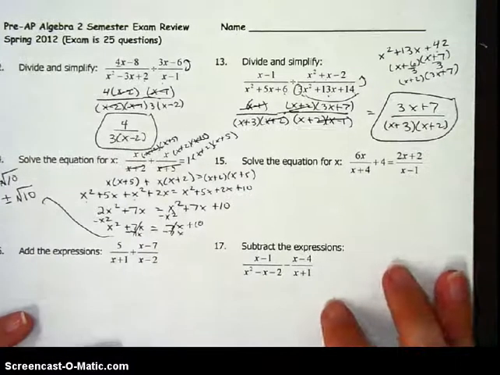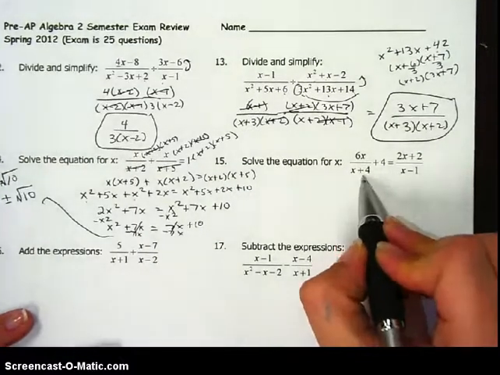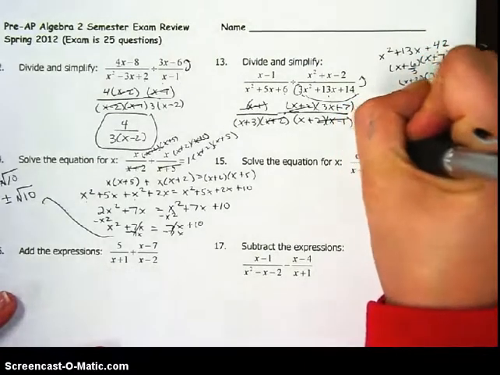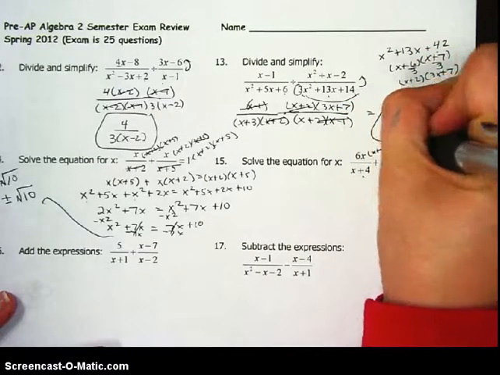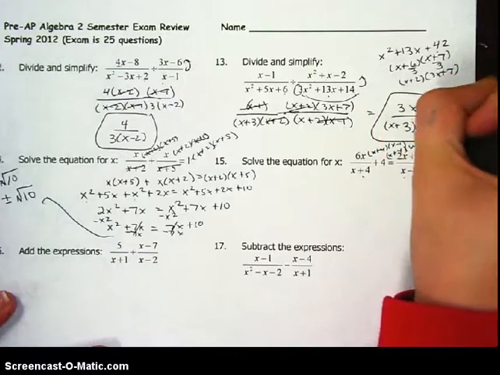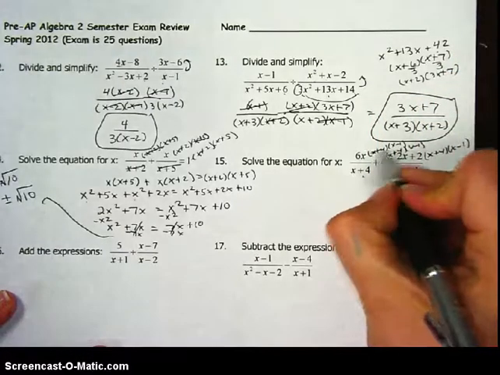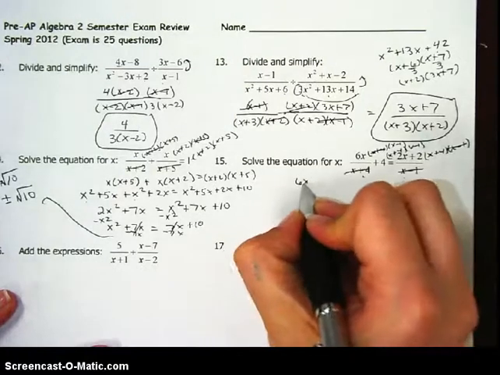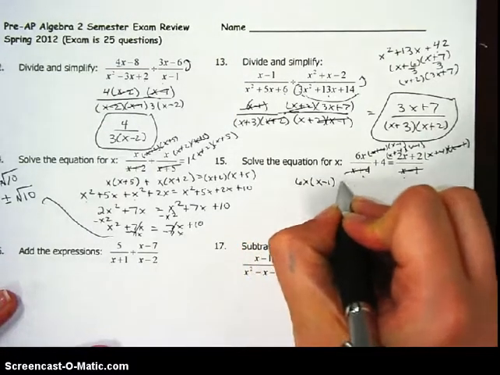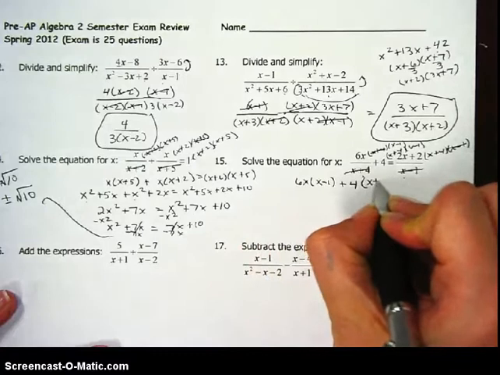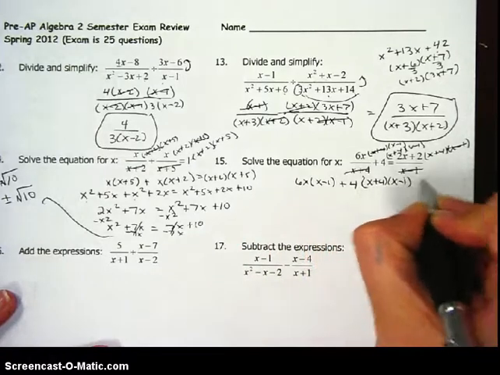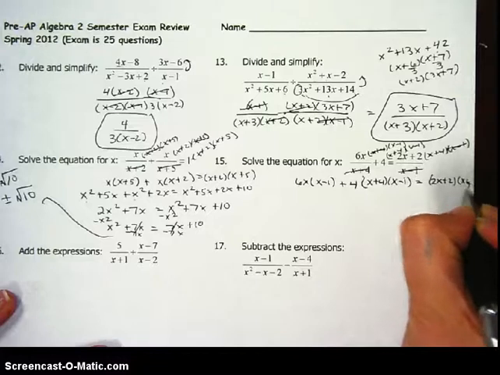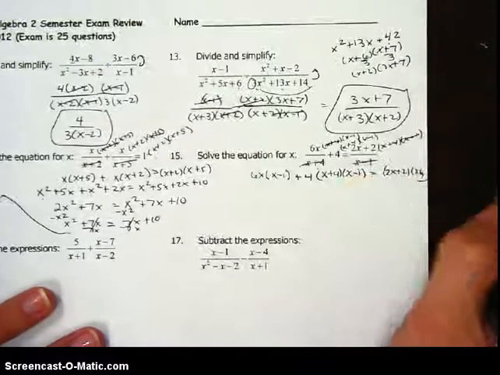On 15, we're going to do the same thing. Here our common denominator would be x plus 4, x minus 1. So we multiply each term by x plus 4, x minus 1. X plus 4's cancel, nothing cancels, x minus 1 cancels. So we've got 6x, x minus 1, plus 4, x plus 4, x minus 1, equals 2x plus 2 times x plus 4. Got a lot of distributing to do.